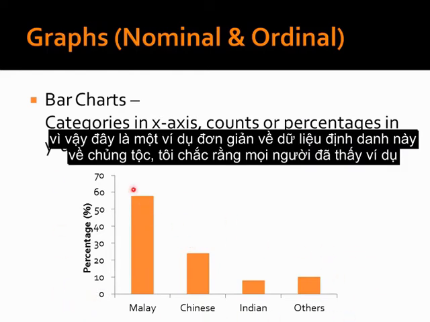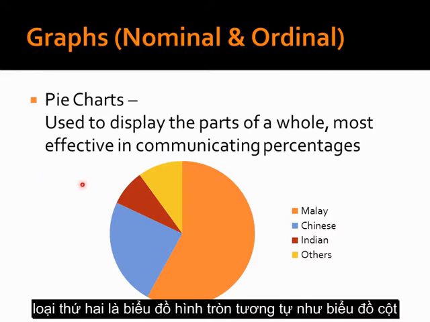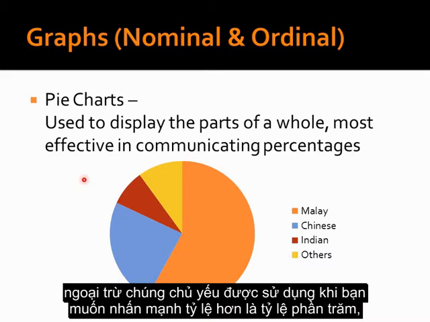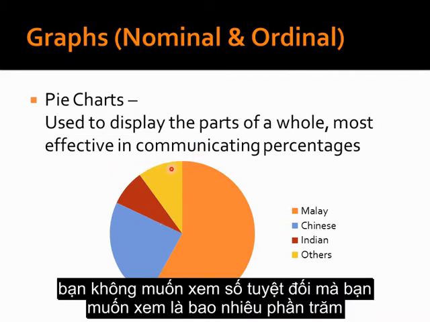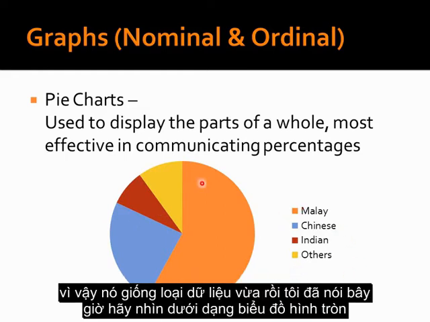This one is in terms of race. I'm sure everyone has seen an example of these kind of bar charts before. Pie charts, the second type. Pie charts are similar to bar charts, except they're mainly used when you want to emphasize proportions or percentages, where you don't want to see the absolute numbers. You want to see what percentage they are. Each particular one is compared to the rest of the whole. So it's the same kind of data, just now seen in terms of a pie chart.